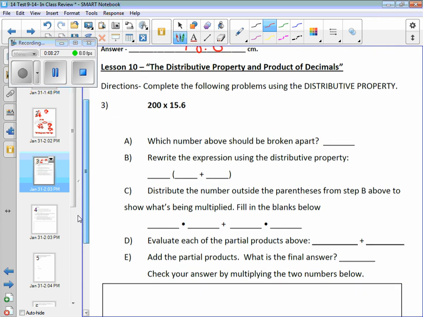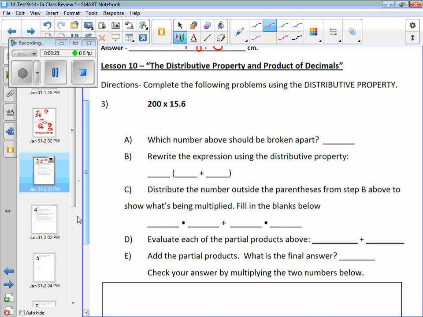Okay, lesson 10, distributive property. Most of you did very well with this. The number that we should be breaking apart is 15.6. 200 is outside our parentheses, and we break up 15.6 as 15 and 0.6. We're going to distribute this 200 to each number inside the parentheses, and that is going to create 200 times 15 plus 200 times 0.6.